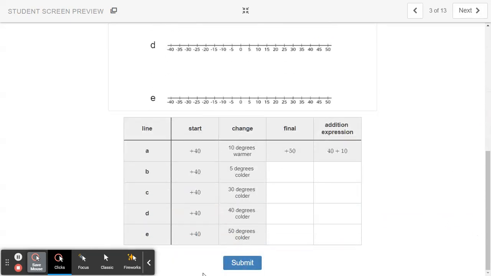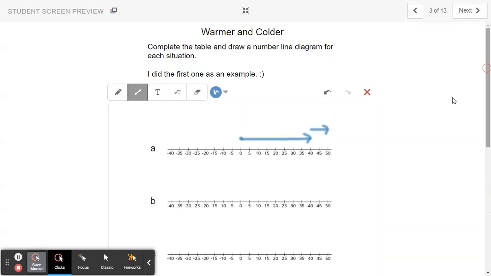So we're talking about temperature here. So if you start at 40 degrees and then it gets 10 degrees warmer, on the number line, what that's going to look like is from the 40, it's going to go up 10 degrees, right? So this line is actually worth 10, right? So 5, 10, and I ended at 50. So that's a +10, right? And this is a +40.